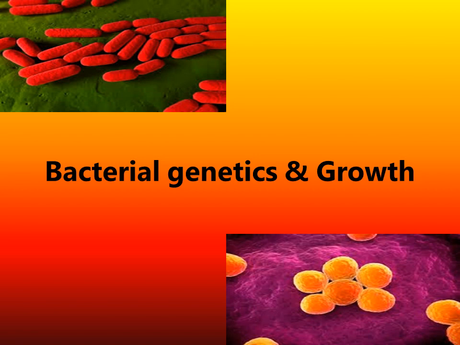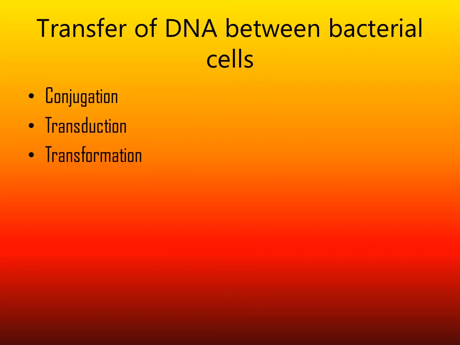Bismillahirrahmanirrahim. Today we will be continuing our topic of bacterial genetics and we'll be discussing a little about the bacterial growth stages. Before, we learned about how the bacterial genome is transferred from one part of a bacterial cell to another part, like between plasmids and the chromosomes. And now we will be discussing how the DNA will be transferred between two bacterial cells. There can be three options: conjugation, transduction, and transformation.